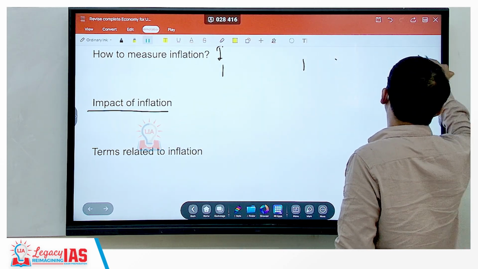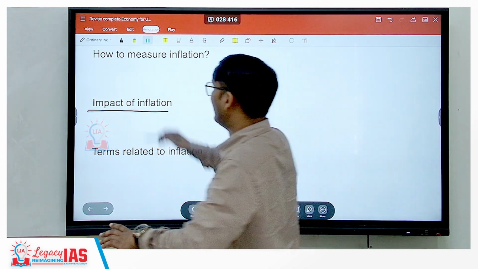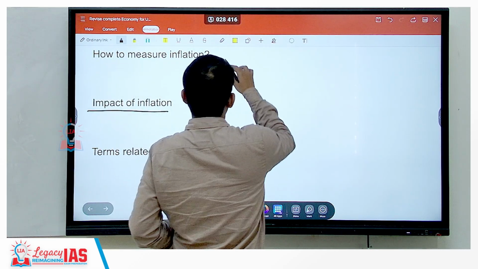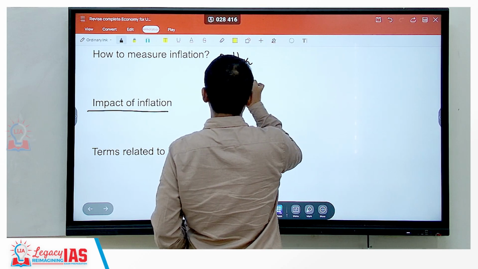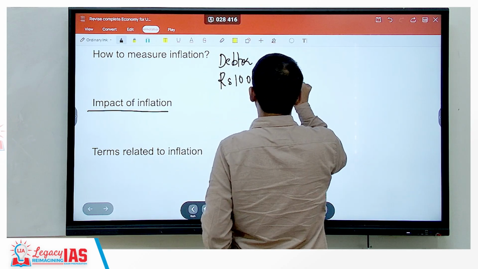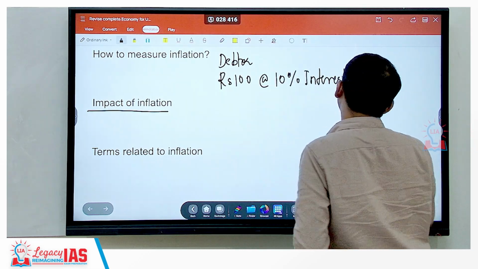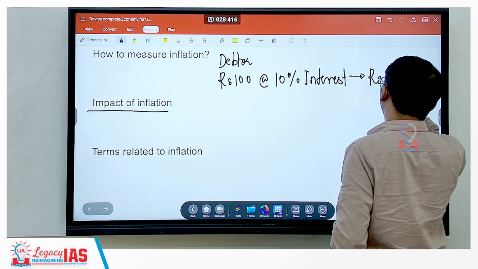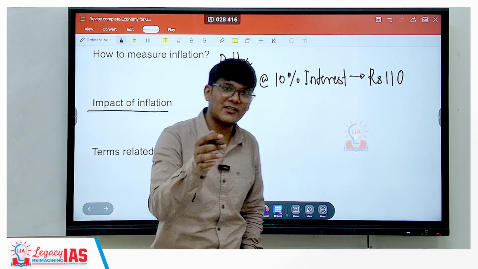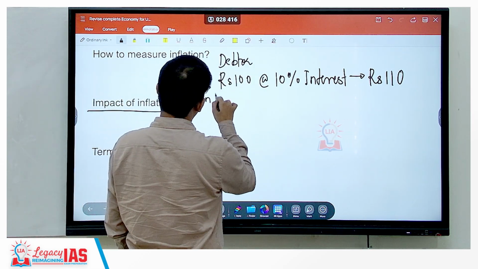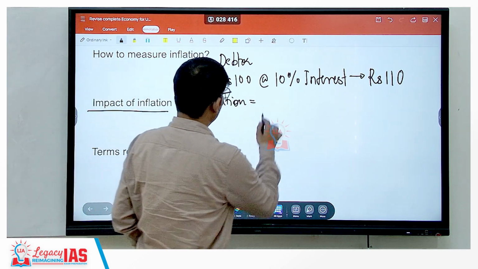Now the question is, who benefits during inflation? The creditor or the debtor? Let us see. A debtor, let's say, takes a loan of rupees 100 at 10% interest rate. So after a year, the debtor has to return how many rupees to the creditor? Rupees 110. But now let's say there is inflation in the economy, calculated year on year, of 15%.